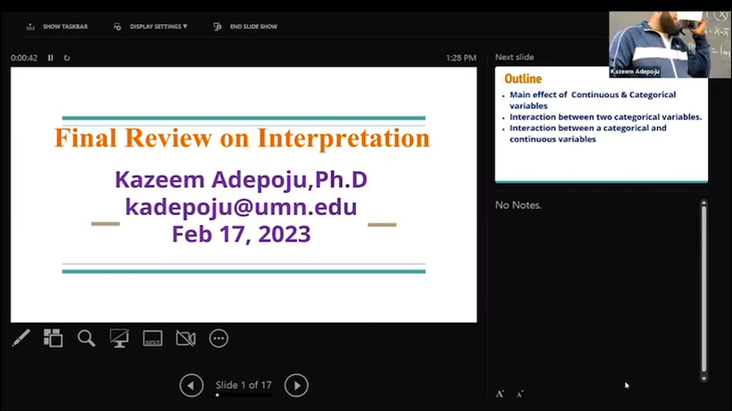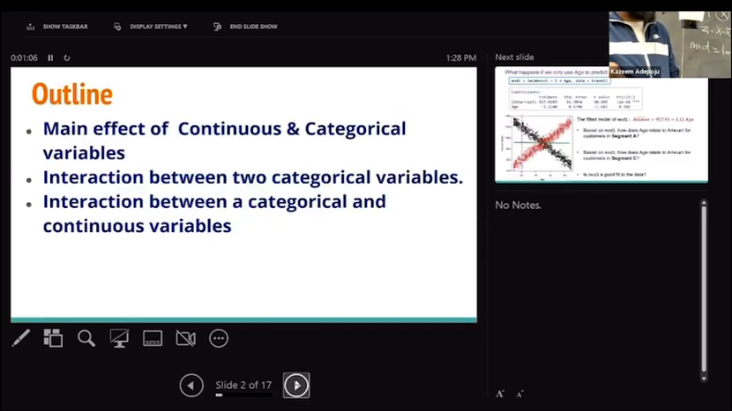When interaction is involved, it could be interaction between two continuous variables. It could be interaction between two categorical variables. It could be interaction between a categorical variable and a quantitative variable. And that is why I am coming again, because, based on my experience, I think students normally have issues with how to interpret this.